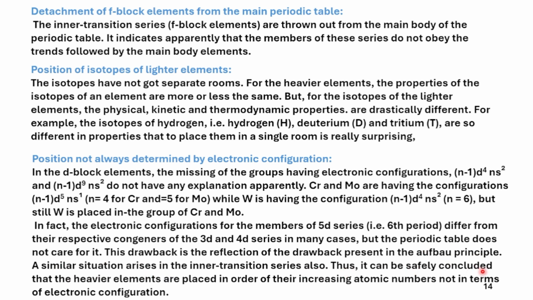A similar situation arises in the inner transition series also. Thus, it can be safely concluded that the heavier elements are placed in order of their increasing atomic numbers, not in terms of electronic configuration. So the take home message is that the modern form of the periodic table has been constructed based on the increasing order of atomic number, neither the increasing order of atomic weight nor the order of electronic configuration. It has been formulated only by the increasing atomic numbers. That you have to remember.